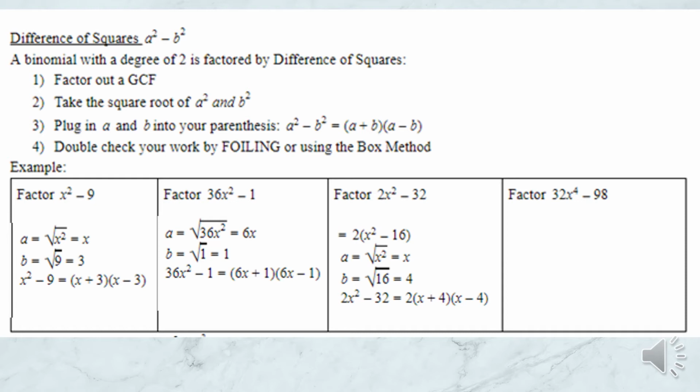If I take the square root of both of those, I get 4x squared as my a, and I get 7 as my b. So my answer is going to look like 2 times 4x squared plus 7 times 4x squared minus 7.